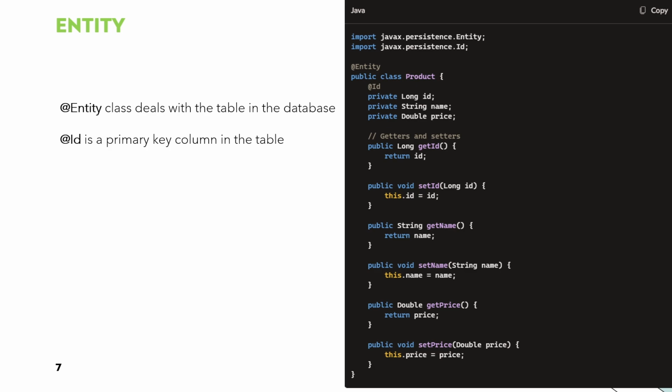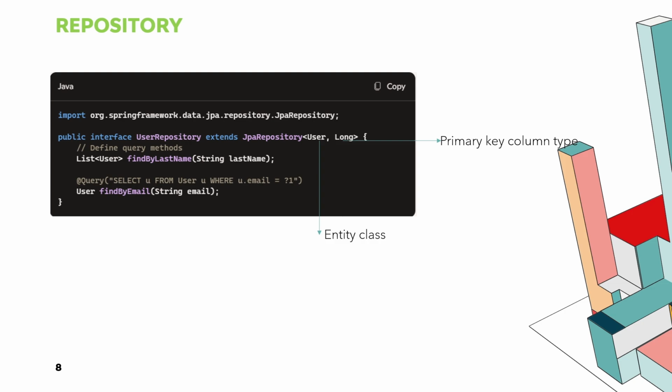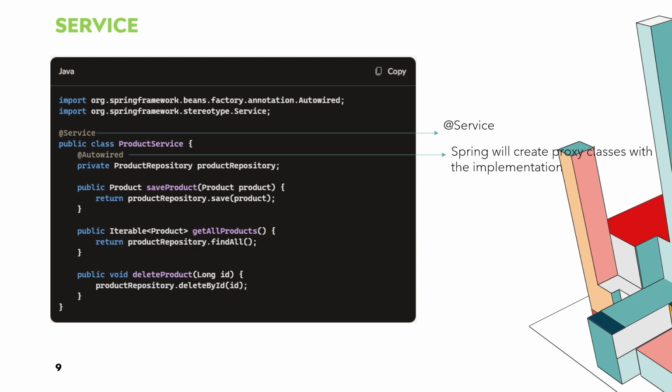When you want to deal with the database through JPA repository, you will create an entity class, and we annotate the class with @Entity, and we create an ID which points to the primary key column. And we'll write our own interface which extends JPA repository, providing the entity as well as the primary key column type. We will write a service, access the repository interface, and autowire it.